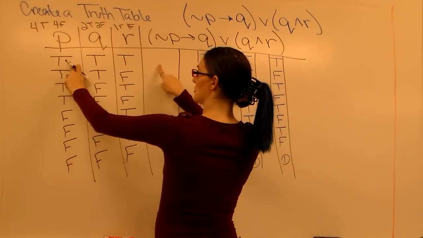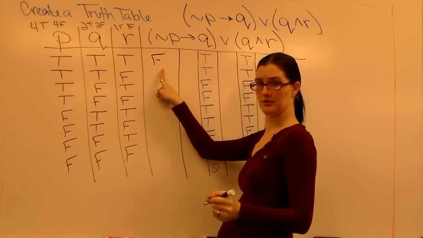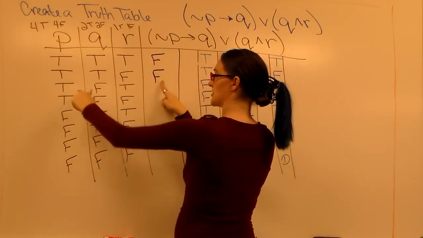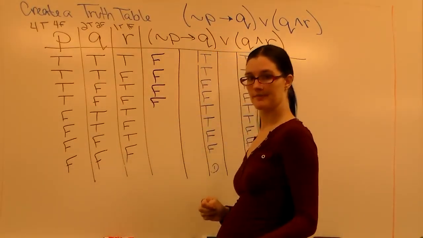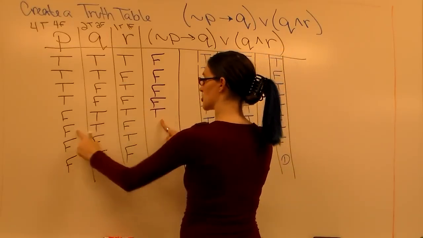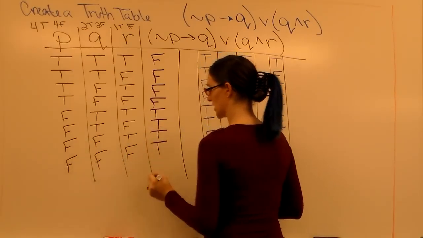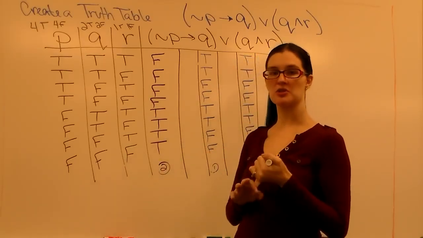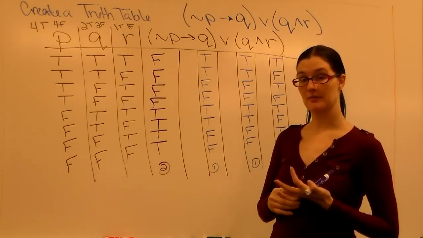So the first row is true for P, so not P will be false. Second row is true, we change it to false. True, change to false. True, change to false. Then P becomes false, we change that to true. False, change to true. False, change to true. That's the second layer that I've done. The first layer was just copying it over. The second layer was my negations. Okay.